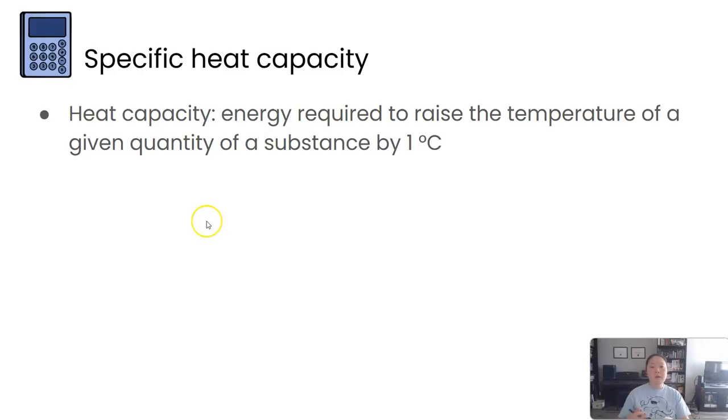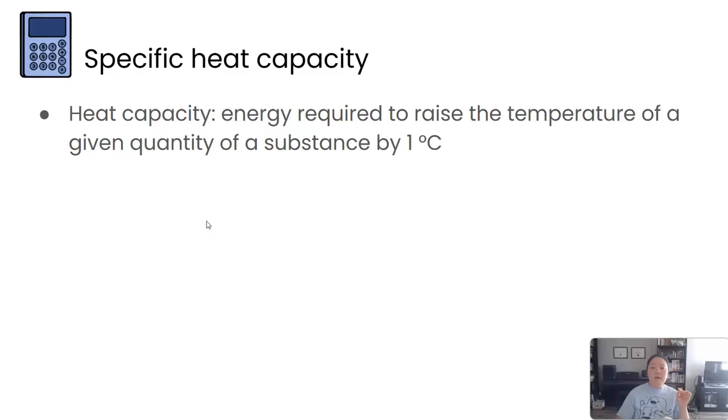Now, heat capacity itself is not going to be very useful to us because heat capacity is for a very specific object made out of very specific things and of a very specific mass. So you would have the heat capacity of this specific coffee cup, or this specific bowl, or this specific beaker. If someone else is using a different beaker or a different bowl, then the heat capacity of what they're using is going to be different.